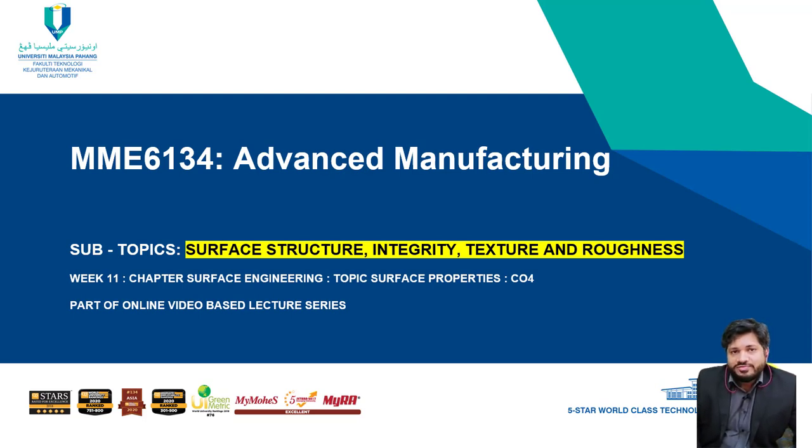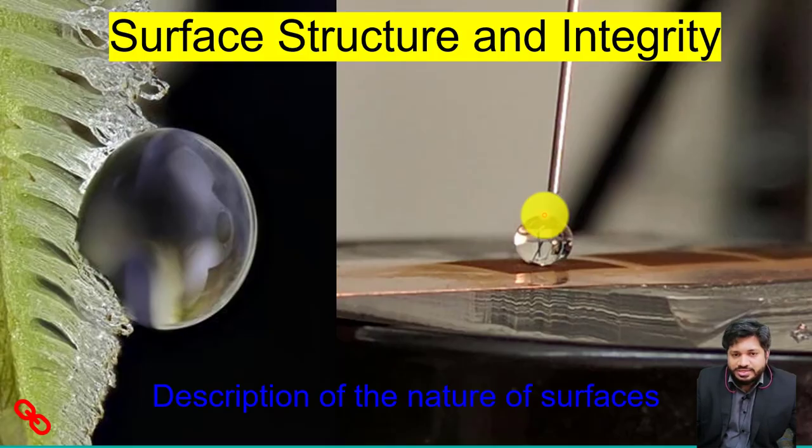So let's take a look at why we need to study surface engineering first. When we talk about surface engineering, it's all related to the surface structure and integrity. Surface engineering is important in the development of products because the surface of the product identifies its functionalization.